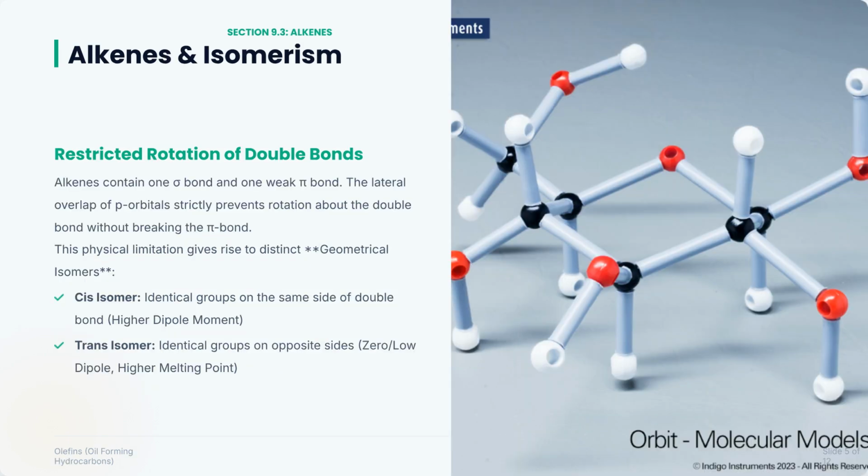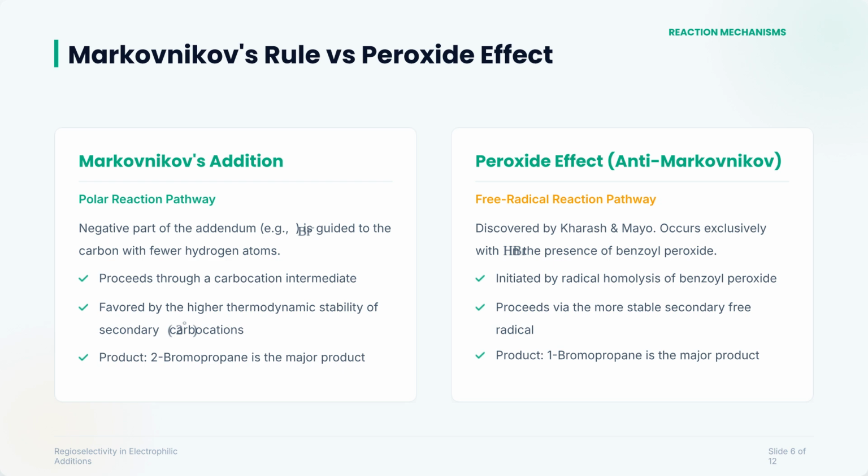Alkenes feature restricted rotation due to the lateral overlap of p orbitals in their pi bond. This limitation leads to geometrical isomerism, specifically cis and trans isomers with distinct physical properties. Regioselectivity in alkene additions is defined by Markovnikov's rule, which follows a polar pathway. Conversely, the peroxide effect, or anti-Markovnikov addition, proceeds via a free radical mechanism in the presence of peroxides.